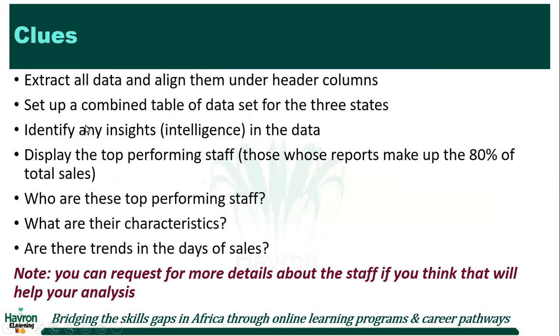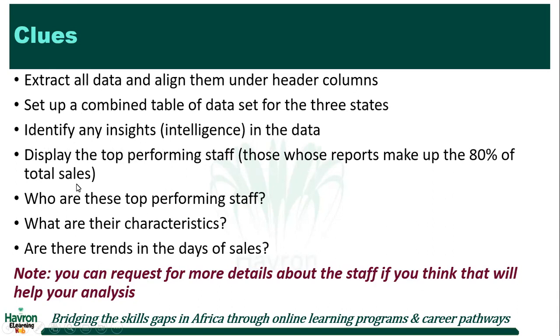Now let's see what we have in our clue. So the clue we provided, number one, was extract all data and align them under header columns, which we did. Set up a combined table of data, a data set for the 3 states. We have done that and we'll be looking at that. And don't forget that we are going to also look at the state level to see what happened for each state. And then based on the questions that we will be asking, we should be able to identify some form of insights in the data.